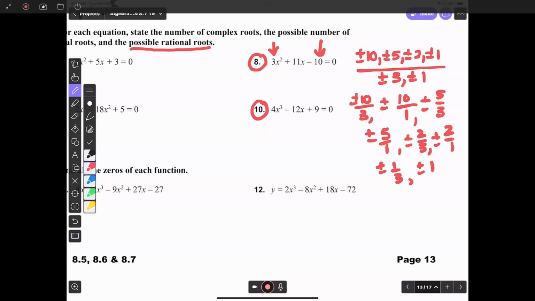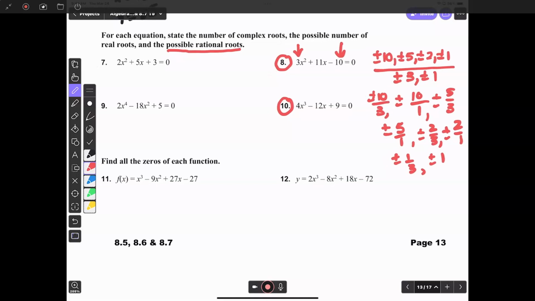So for number 7, I'll start you off. You're going to get the possible factors of the constant divided by the possible factors of your leading coefficient. We're going to go ahead and do number 10 now.